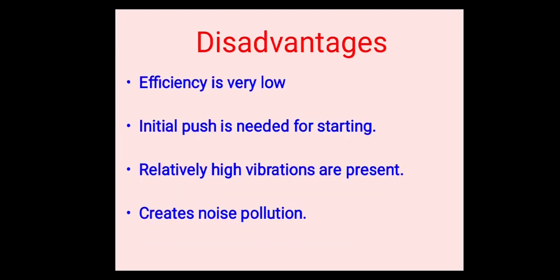Now see the disadvantages of this machine. The efficiency of this machine is very low. An initial push is needed for starting. So some part of the generated electricity is used for the initial push. So this is also one of the limitations of this machine. Then relatively high vibrations are present in this vertical axis machine, and it creates noise pollution. So these are some of the important disadvantages.